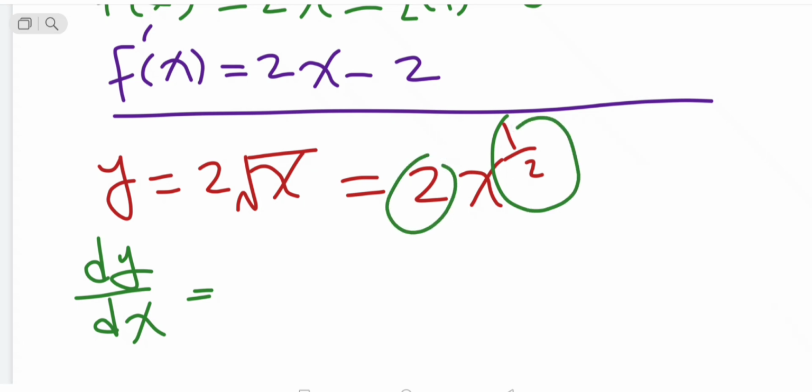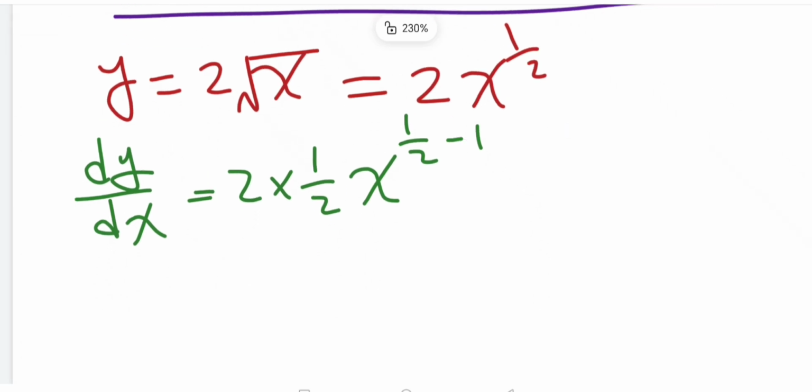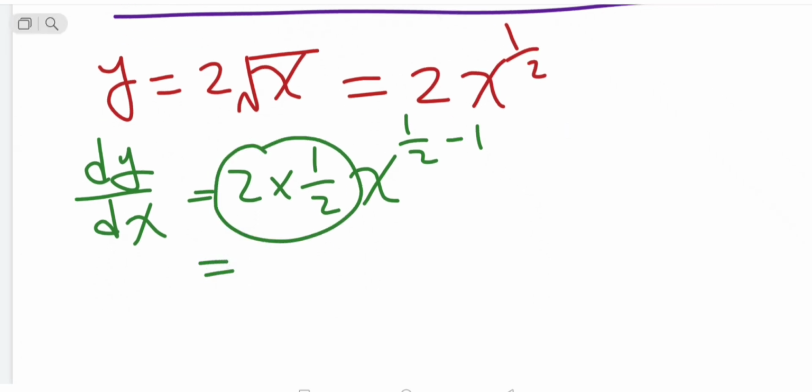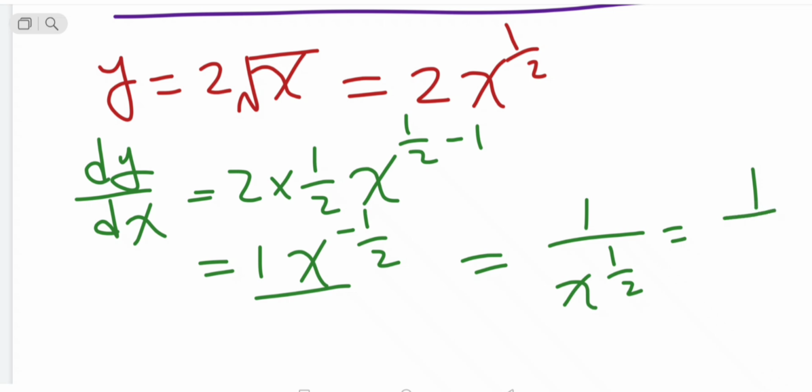Power multiply with the coefficient, so it means 2 times 1 over 2 x power. You know, we subtract 1 from the power, 1 over 2 minus 1. Let us simplify more. 2 multiply 1 over 2 is equal to 1, x power. So 1 over 2 minus 1 equals minus 1 over 2. So the power is negative. If you bring it to the denominator, it will be positive. So up we have 1, so 1 over x power 1 over 2, which means 1 over the square root of x. This is our answer.